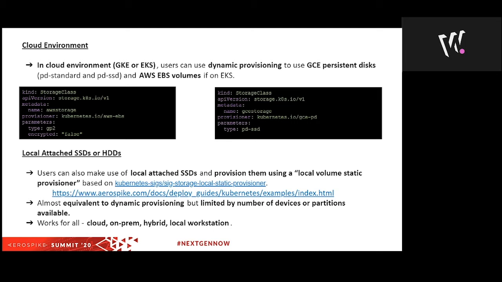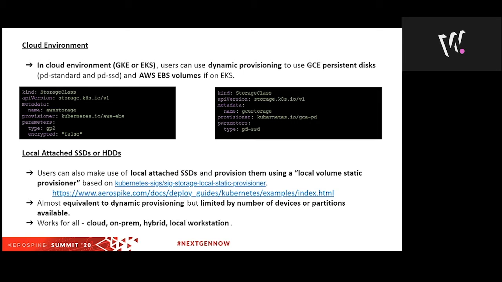Similarly on the GKE side, you have a GCE PD provisioner, which you can use to request the persistent disk on demand with dynamic provisioning. The type includes pd-ssd, which is more performant than pd-standard. So that's on cloud. Just remember that these are just storage classes, and the upcoming slide will show how to use the storage classes to request volumes for our Aerospike pods.